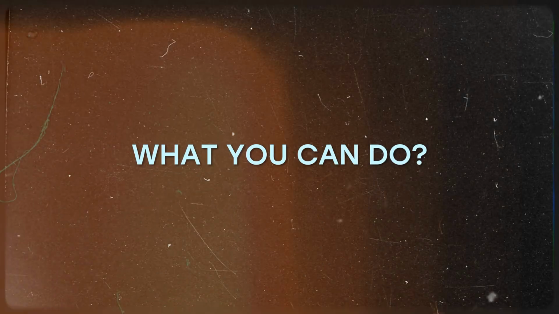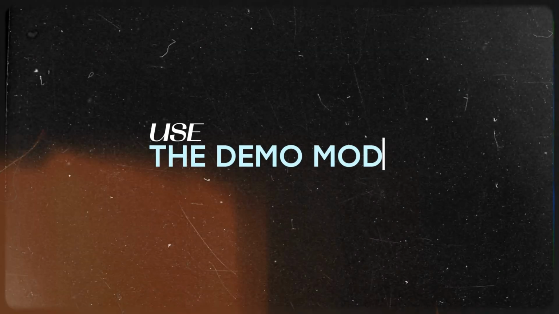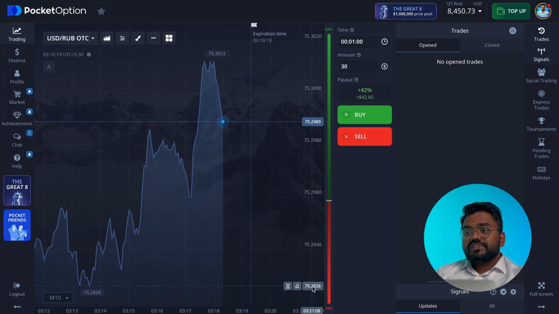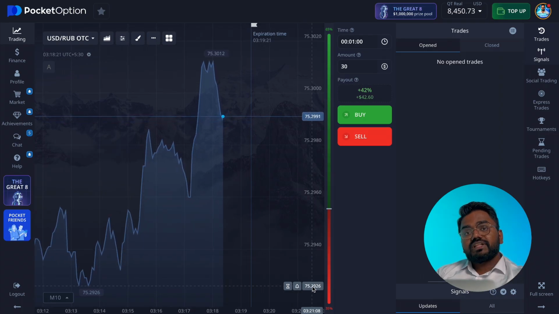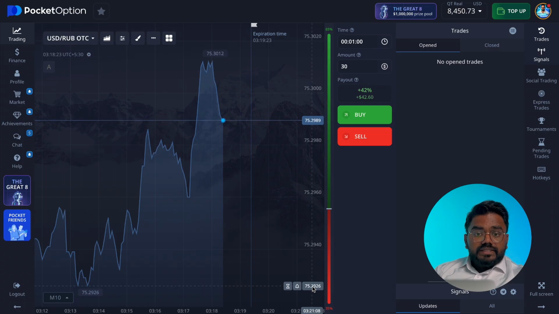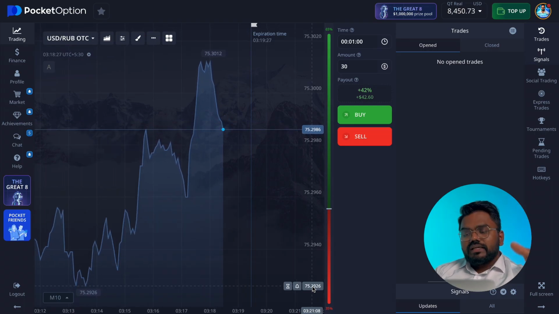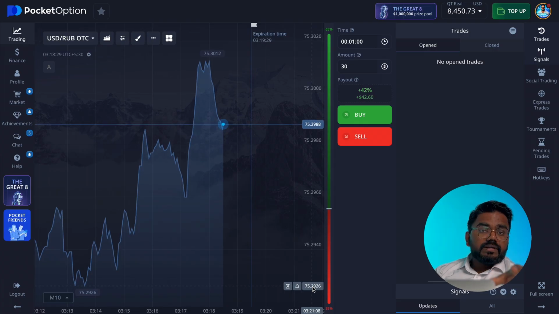So first of all, when we are trading, here's a key point. Use the demo mode first. Pocket Option comes with a demo account where you place trades with artificial money, overall $50,000. Practice on the demo account without risking your real money.